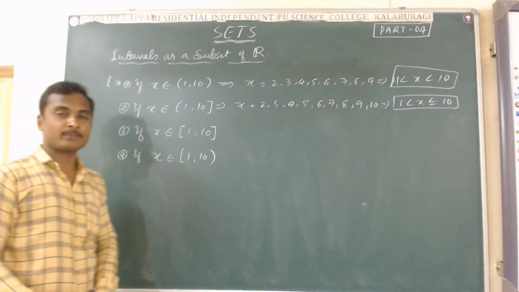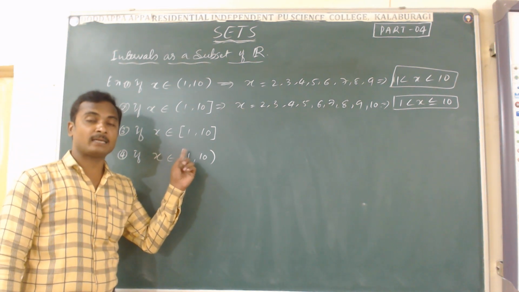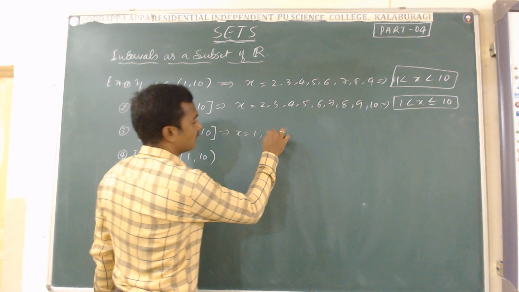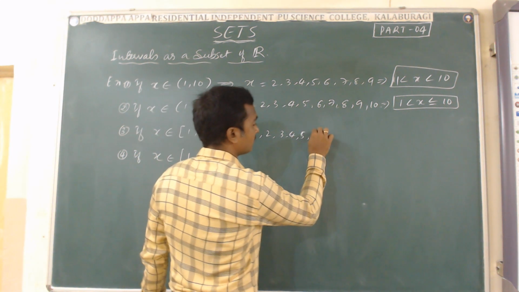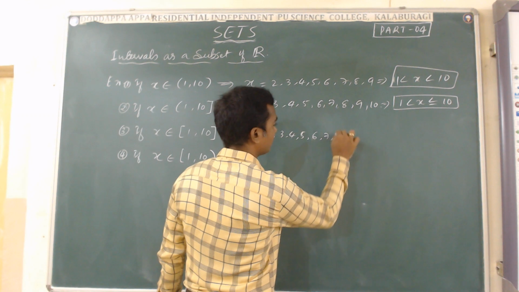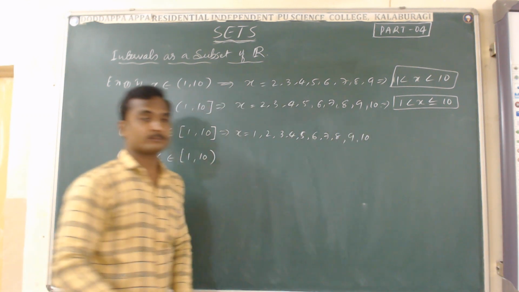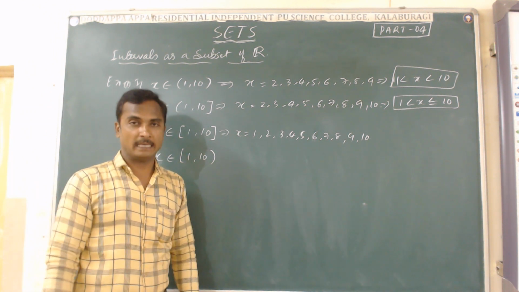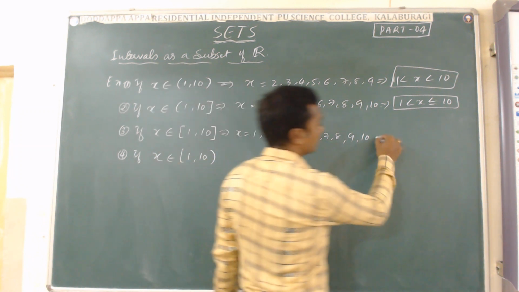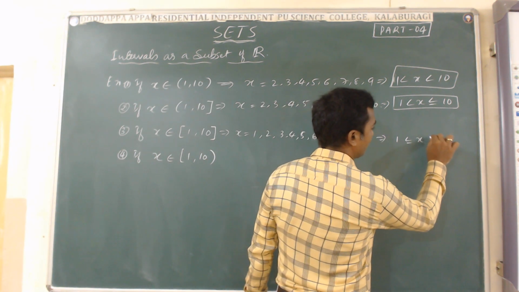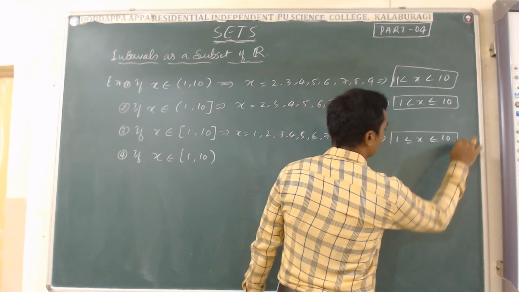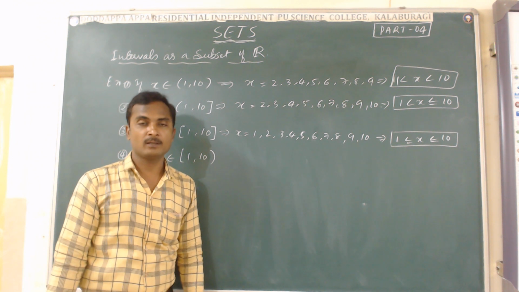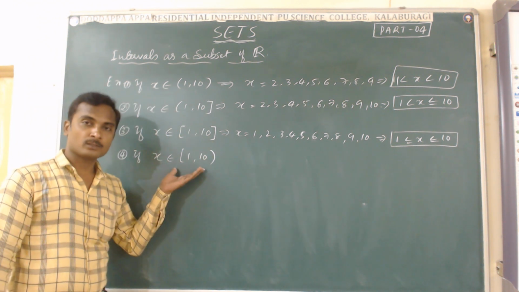Coming back to the third example, if x belongs to the closed interval 1 comma closed interval 10, it indicates x can hold all the values between 1 and 10, including 1 and 10. In the interval form, this can be written as 1 is less than or equal to x is less than or equal to 10. Hope you understood.